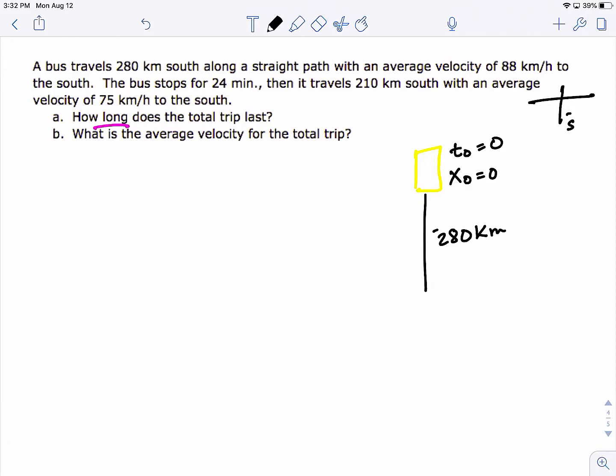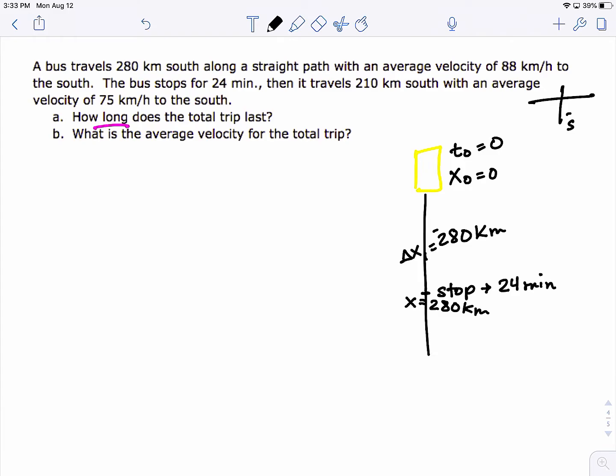I'm going to say that that is the first displacement, and I'm going to represent that with a negative just so I know that it's south, negative. It's going to stop here for 24 minutes. And at this position here, it's at the 280 kilometer mark.